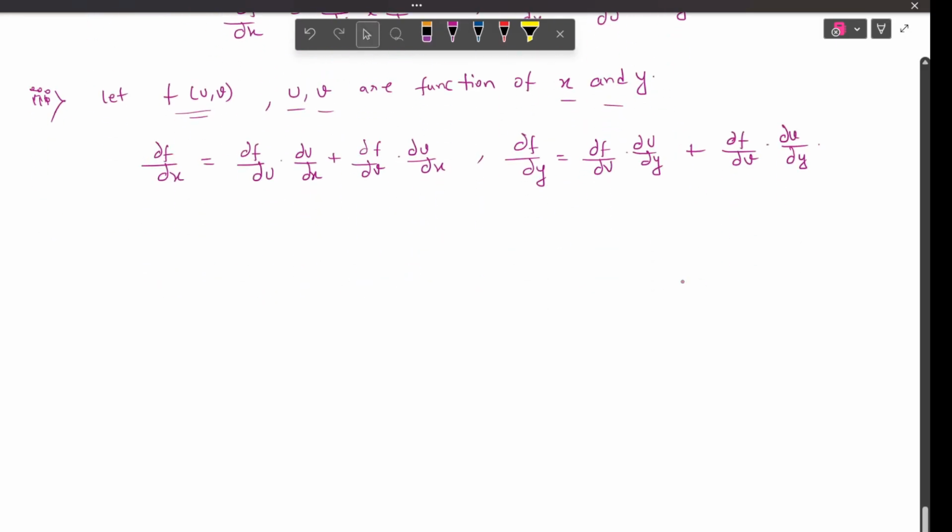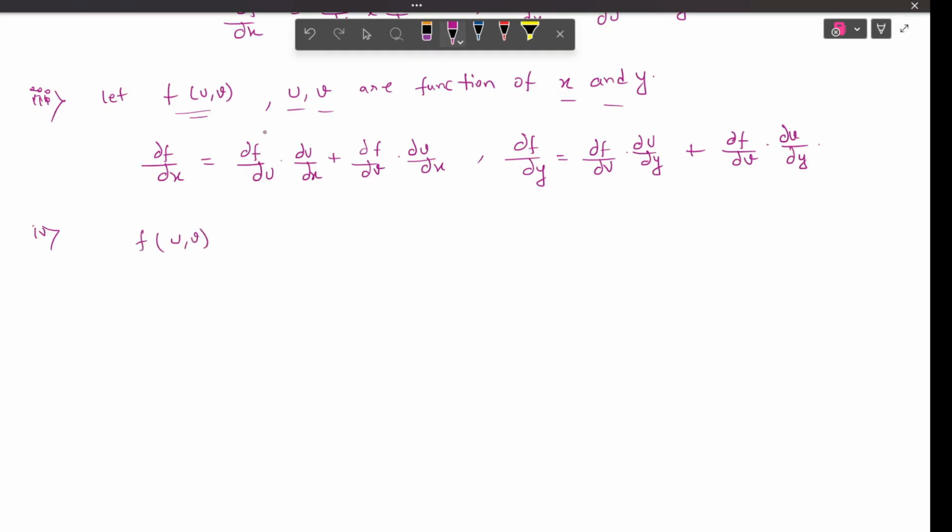Now, if there is another scenario, let us say f(u,v) be a function of u and v, and here u and v are functions of x only.